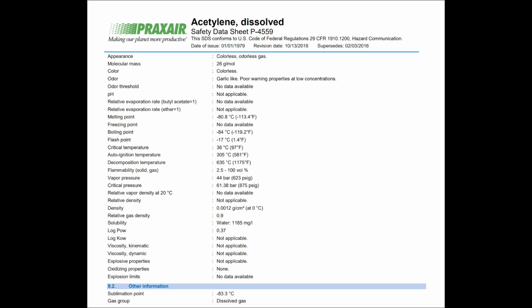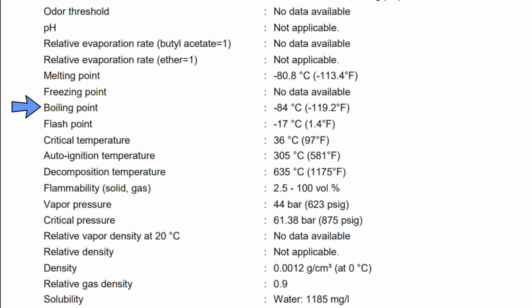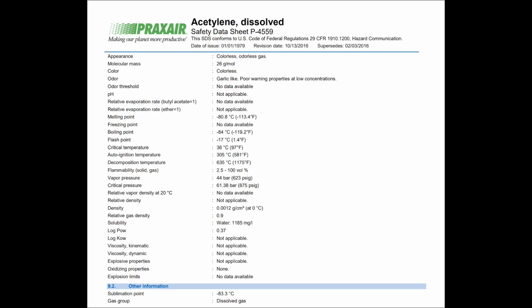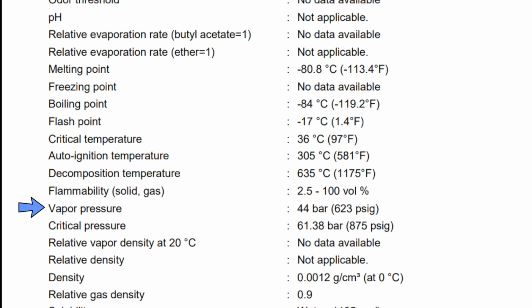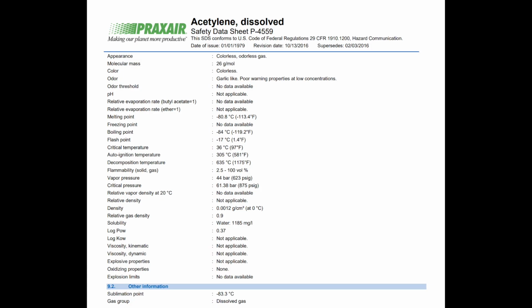In terms of volatility, the boiling point is negative 84 degrees C, negative 119 degrees Fahrenheit. So basically, when this stuff gets released, it's well above the boiling point, so it's going to flash. It's very volatile, and you can see that the vapor pressure is very high. It's at 623 psig, or 44 bar. So to that point, again, it's a very volatile substance.